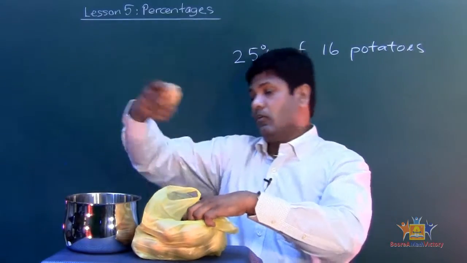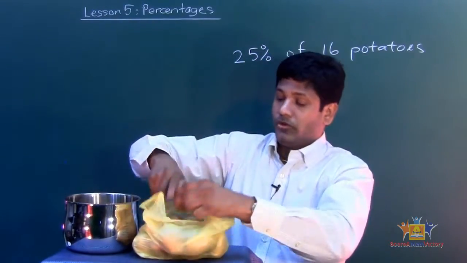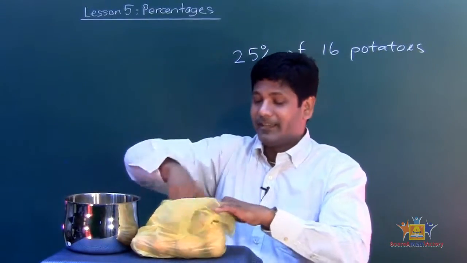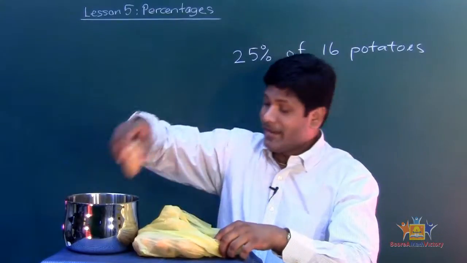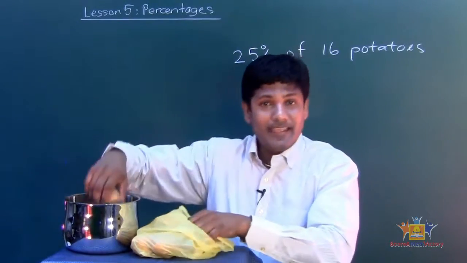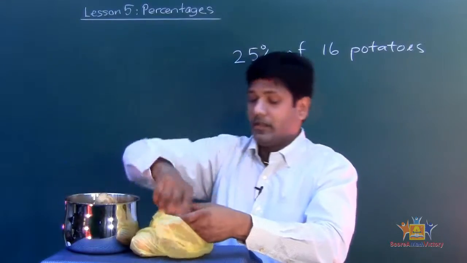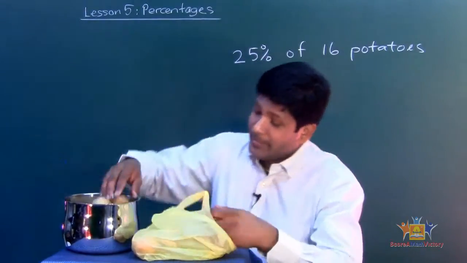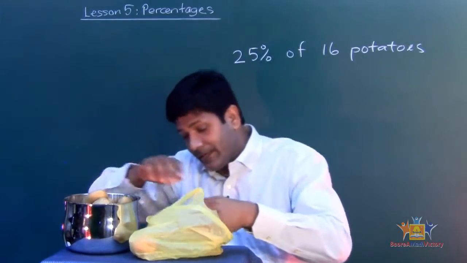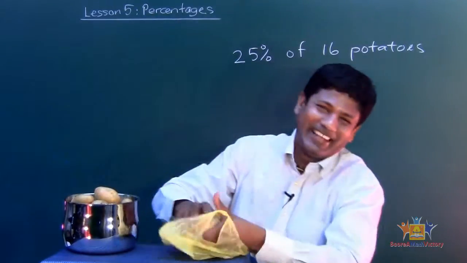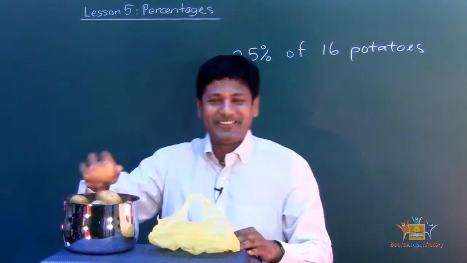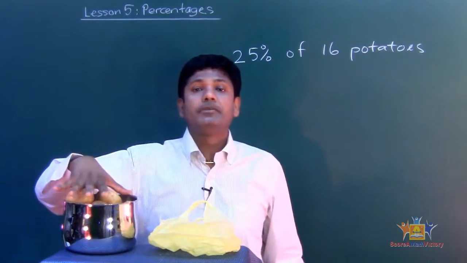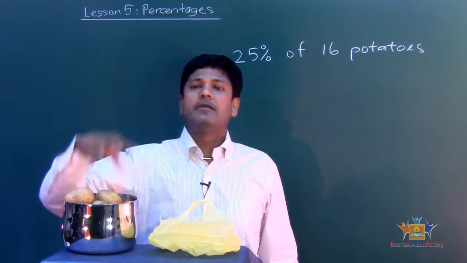Let's make sure: 1, 2, 3, 4, 5, 6, 7, 8, 9, 10, 11, 12, 13, 14, 15, okay, 16, right? Alright, 16 potatoes. So that makes 16 potatoes. Now we want to find out how many potatoes 25% of 16 will make.